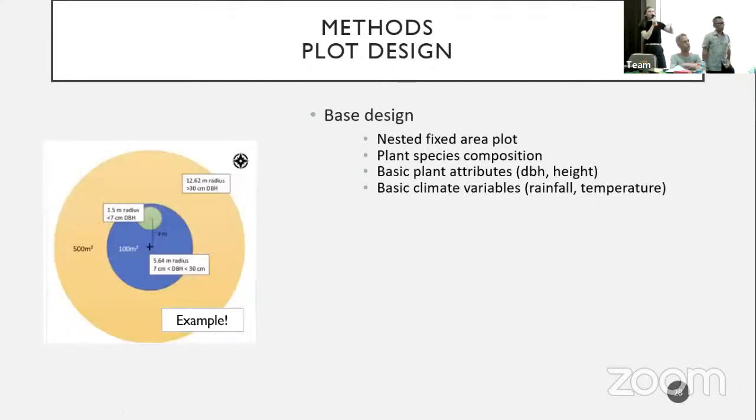Go ahead and click. Mainly because I want to be very open in terms of this aspect. I already mentioned that it's important to have a base design to get these standard elements: plant species composition, DBH, heights, and then basic climate variables. So this is sort of the base design.